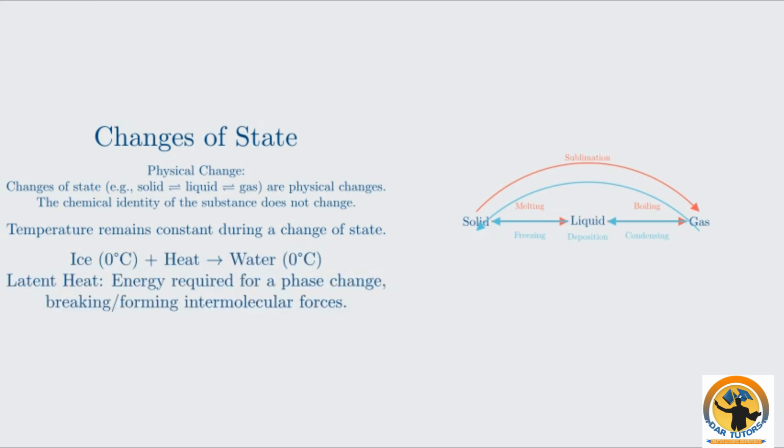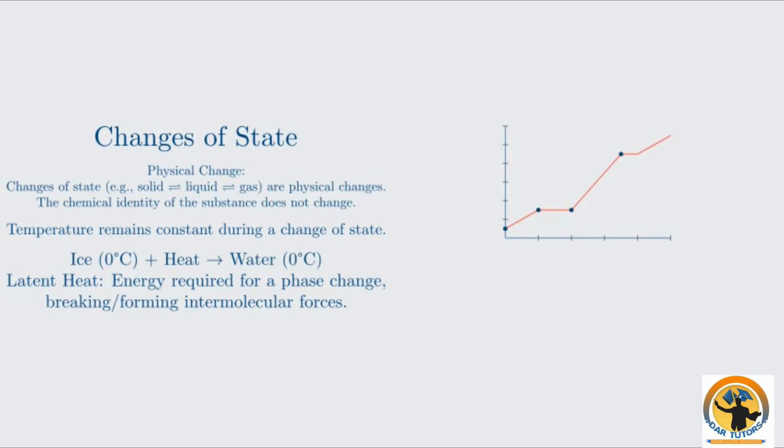For example, when ice at 0 degrees Celsius melts to become liquid water, the temperature stays at 0 degrees. The heat supplied provides the energy to overcome the hydrogen bonds holding the water molecules in their fixed positions, allowing them to move more freely. This heat energy is known as latent heat. A heating curve, which plots temperature versus time, clearly illustrates this phenomenon with flat horizontal regions at the melting and boiling points, known as plateaus.